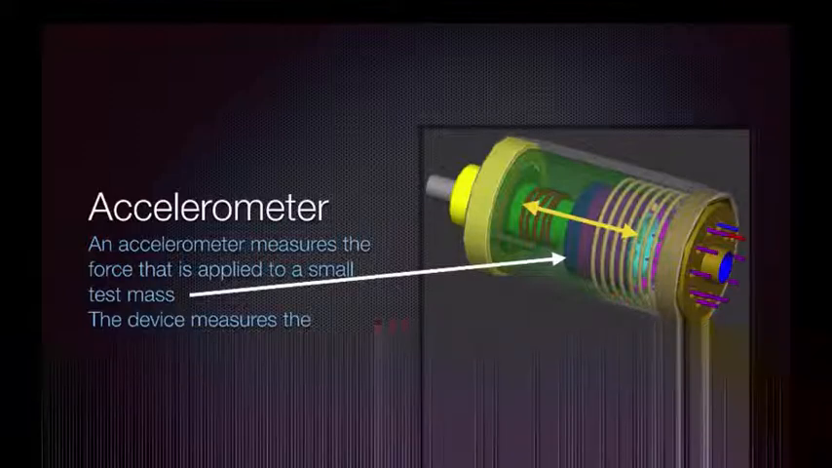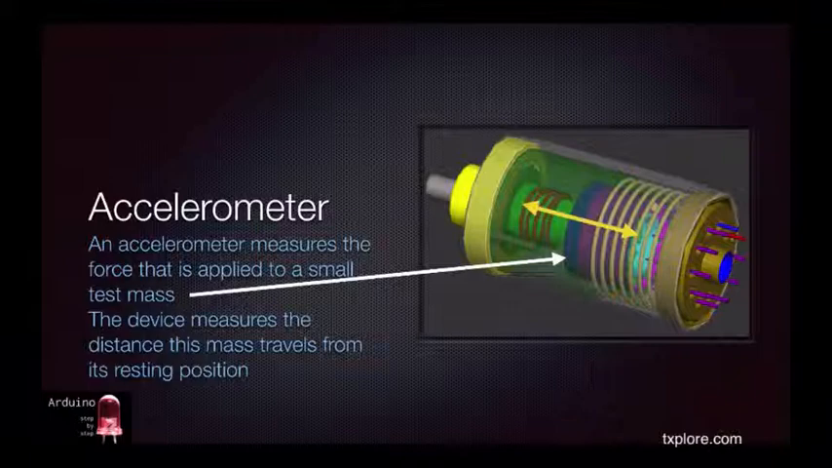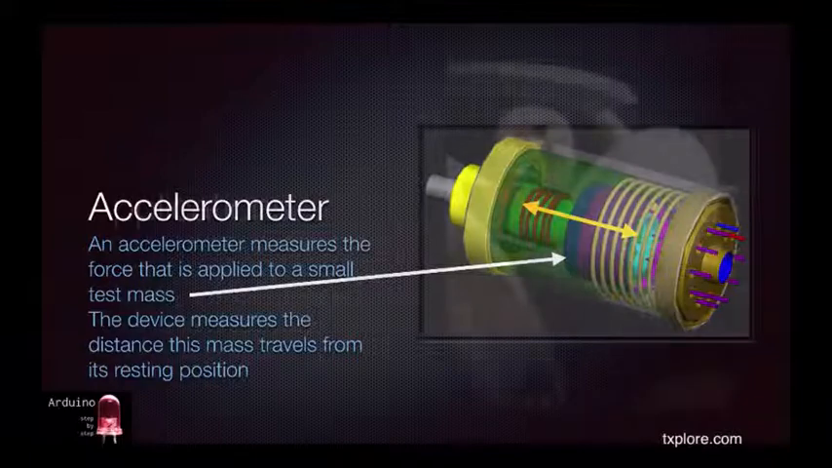Imagine the accelerometer or yourself in free fall. The test mass, as it's falling, is feeling no force being applied upon it. In a free fall situation, the accelerometer would report no acceleration at all.